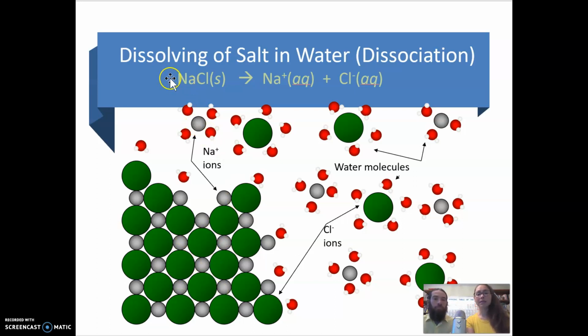And we represent this with a chemical equation where we have the solid going to AQ. We mentioned that before, that aqueous, when it's in solution, these ions are dissolved in water.